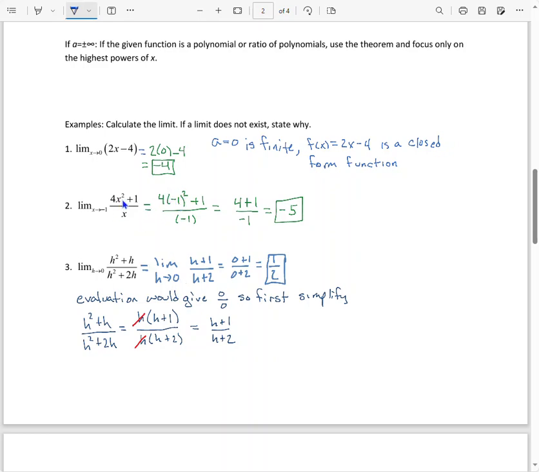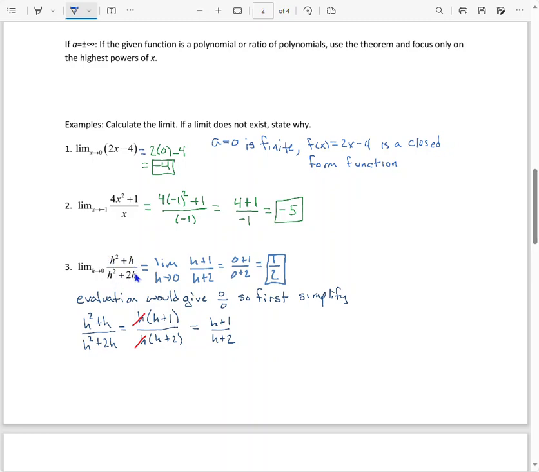Parentheses negative 1. Only the x is squared, so only the negative 1 gets squared. Negative 1 squared is 1. 1 times 4 is 4. 4 plus 1 is 5. In the denominator, I have a negative 1, so 5 divided by negative 1 is negative 5. I'm finished.